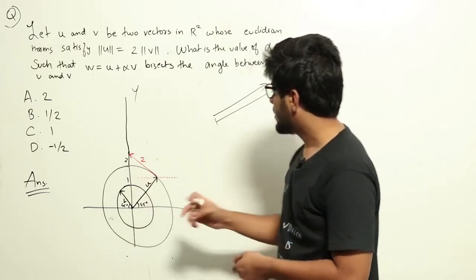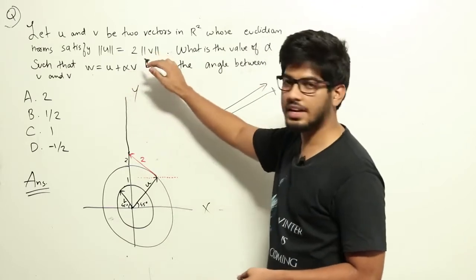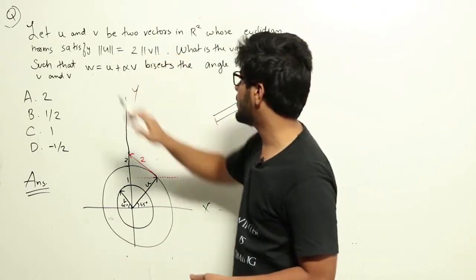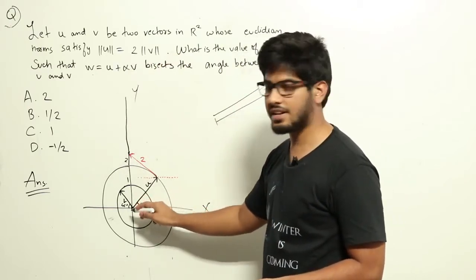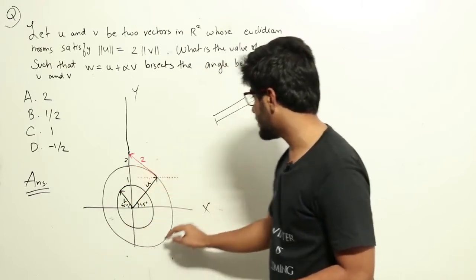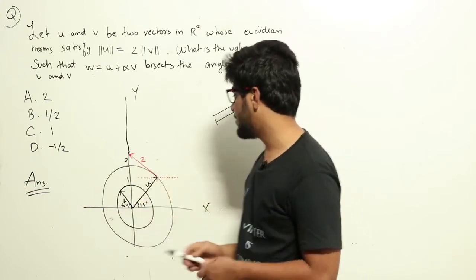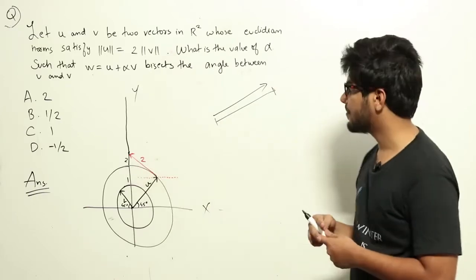So now we need to find a vector U. We took that V had a norm of 1, meaning U will have a norm of 2. If we take the starting point as the origin, the endpoint of U will fall on this circle of radius 2. Norm of u will be 2 here, norm of v will be 1 here. Now this particular example satisfies the question given here.